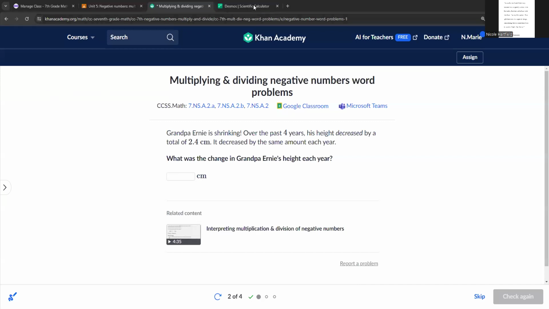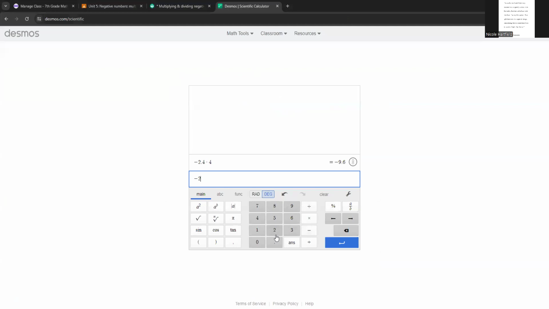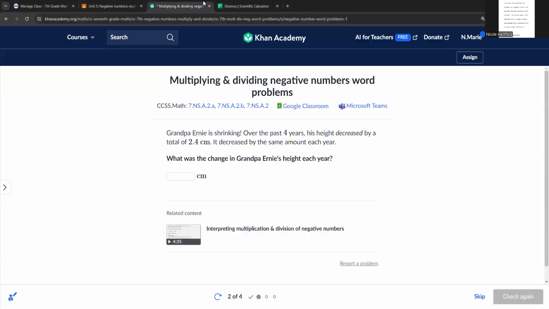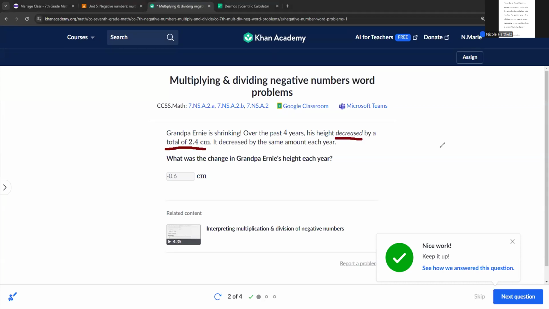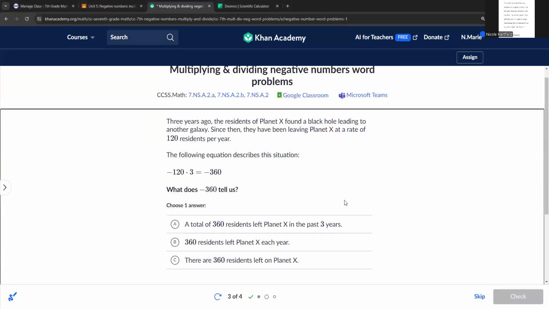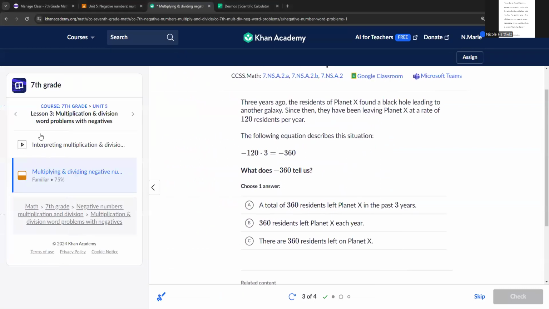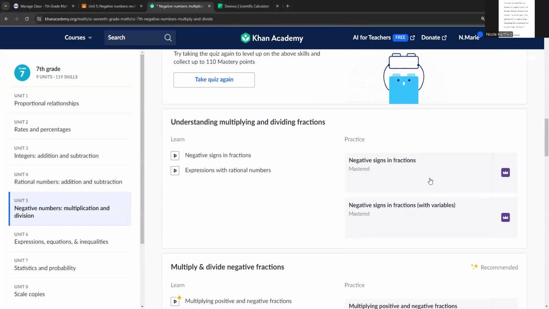Okay, in that case, if it was a total of 2.4, you would divide by 4. So he is decreasing by negative 0.6 centimeters per year. Make sure you pay attention to keywords: total, decreased, 4 years. Those are all important factors to this problem. And so this is just the same thing, interpreting and dealing with some negatives. So that's the first part of this unit.